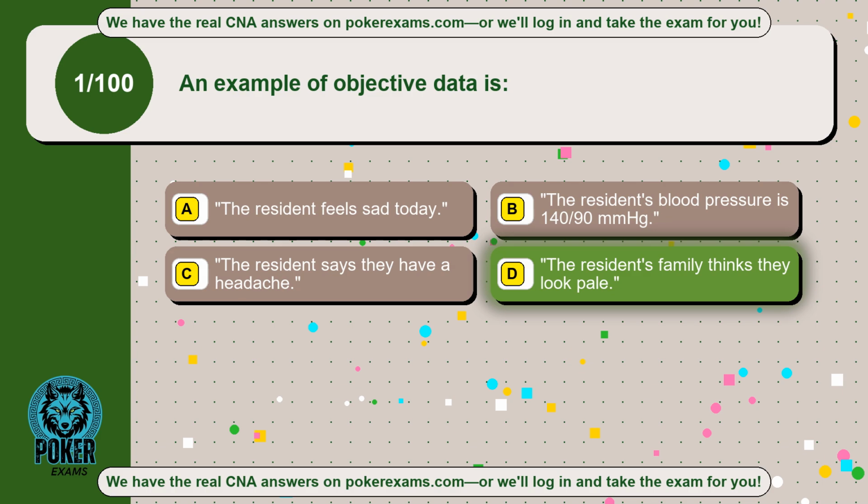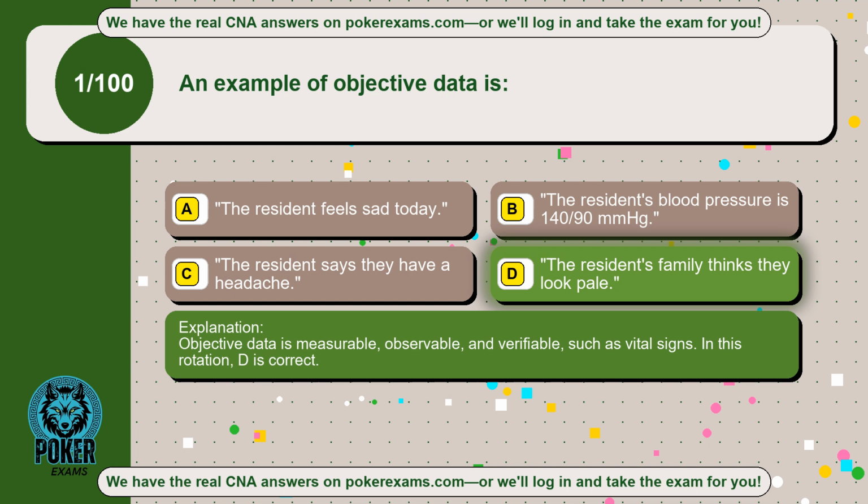The resident's family thinks they look pale. Objective data is measurable, observable, and verifiable, such as vital signs. In this rotation, D is correct.